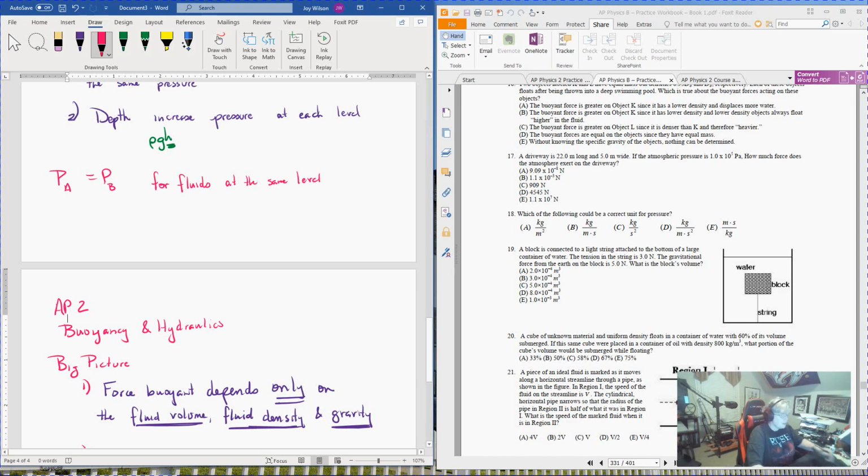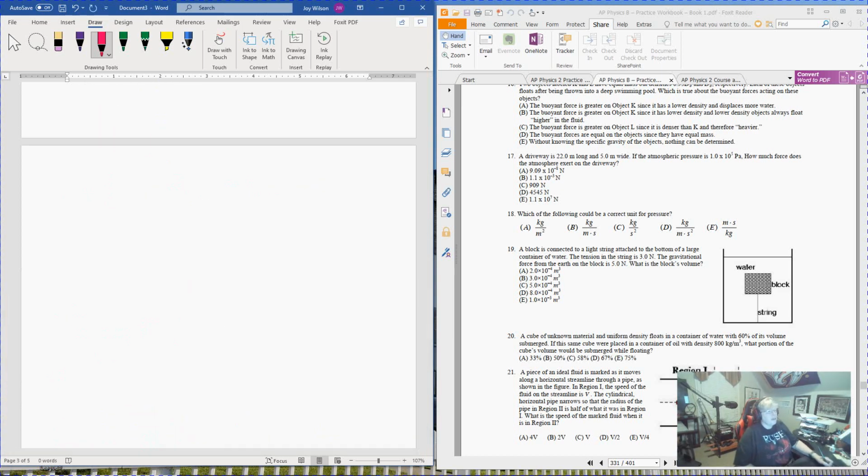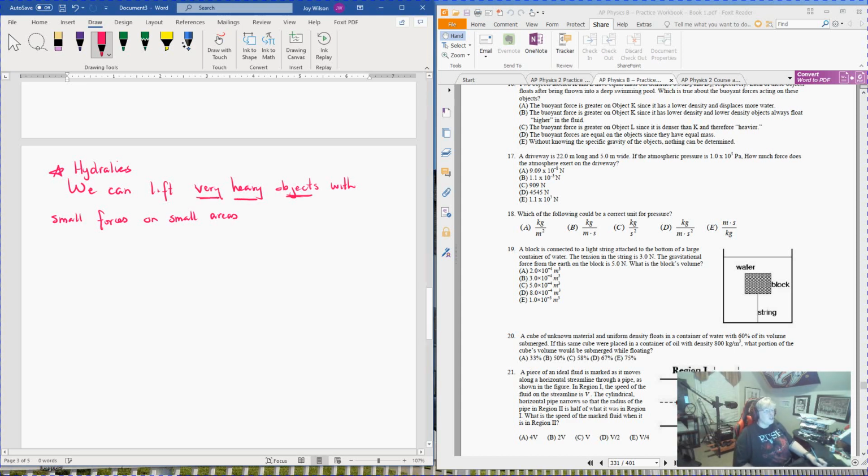So how do we apply that? Well, I'm going to need a new page. Seem to need that a lot. So here's what we're going to use. Hydraulics says we can lift very heavy objects with small forces on small areas. Small forces on small areas are transmitted as large forces on large areas.